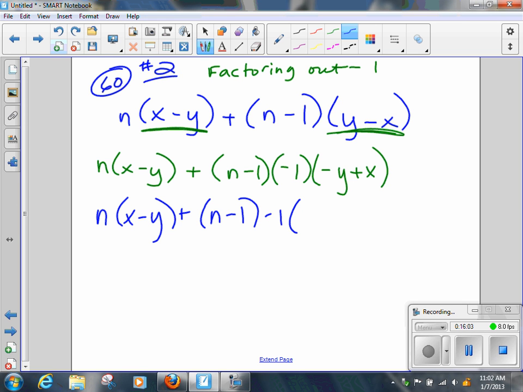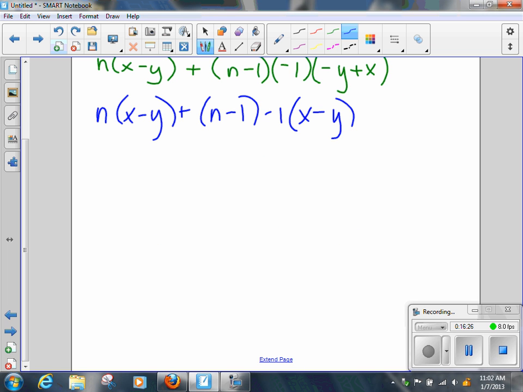Does it bother anybody else? It bothers me. I got to rewrite it. Why can I rewrite it? What property? Commutative of addition. There we go. All right, now, look. What do we have going on here? Again, the funky GCF thing.